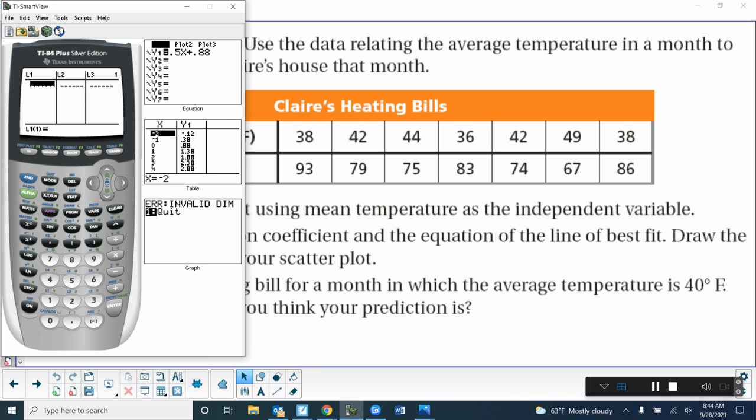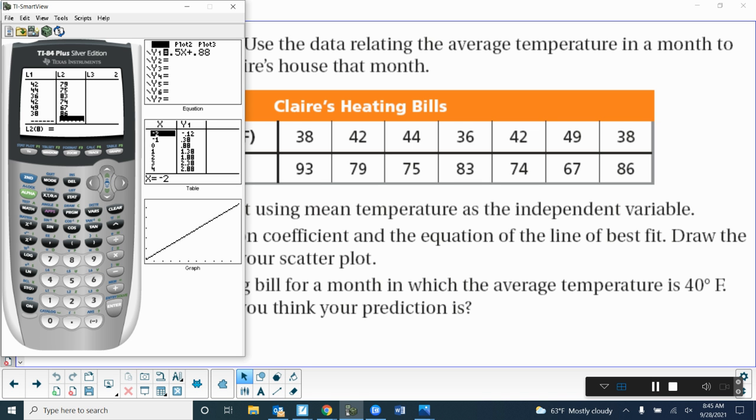Okay. So we got 38, 42, 44, 36, 42, 49, 38. All right. 38, 49, 42, 36, 44, 42, and 38. Okay. So put the right ones in. And put 93, 79, 75, 83, 74. Just hitting enter after each one, 67 and 86. All right. So check. Make sure you put them all in right.